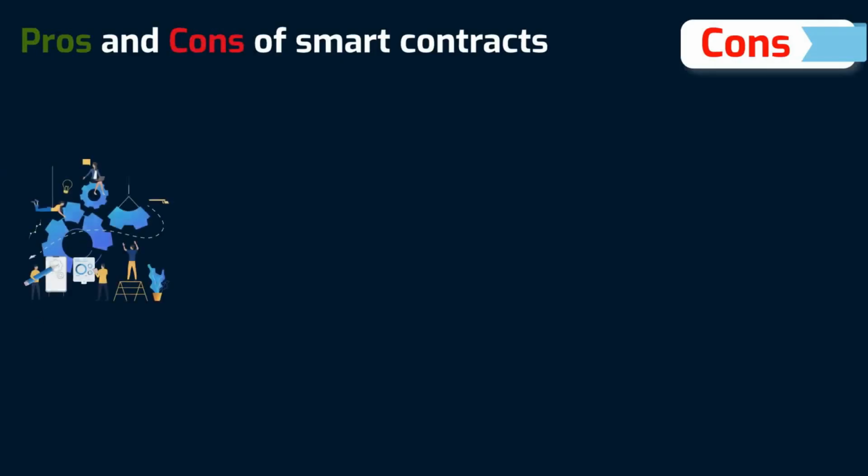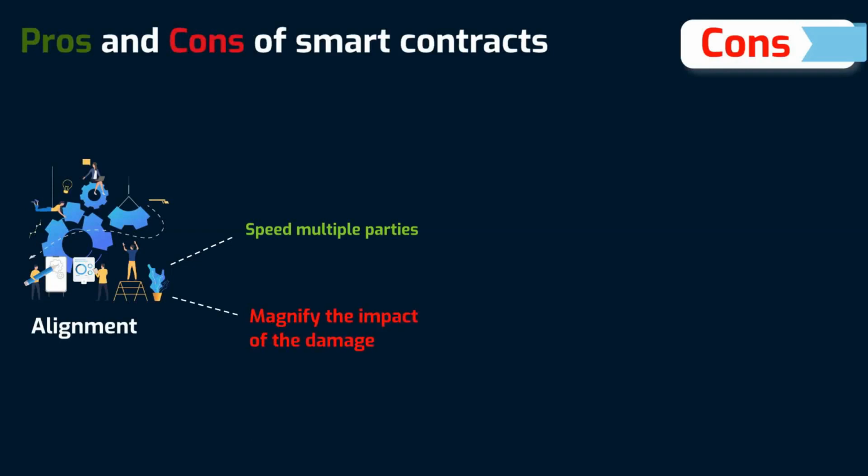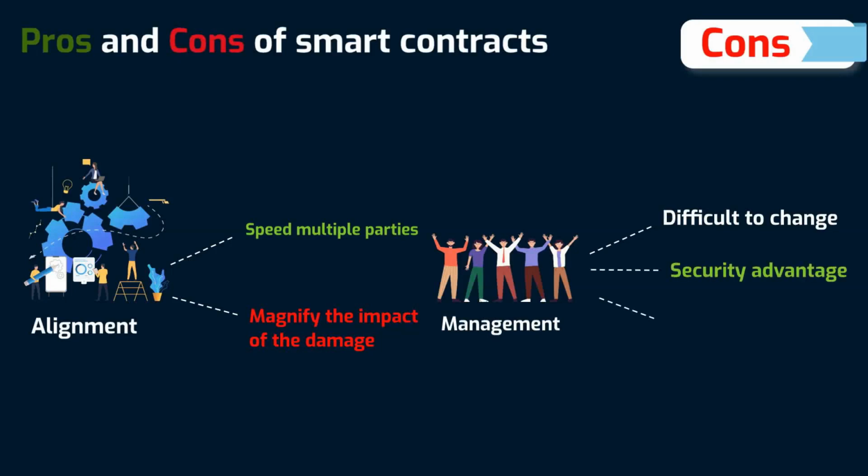Alignment. Smart contracts can speed the execution of processes that span multiple parties, regardless of whether they are in alignment with all parties' intention and understanding. But this capability can also magnify the impact of the damage that can occur when events spiral out of control. Management. Smart contracts are often configured in ways that make them difficult to change. Although this can be considered a security advantage, the parties cannot make any changes to the smart contract agreement or incorporate new details without developing a new contract.